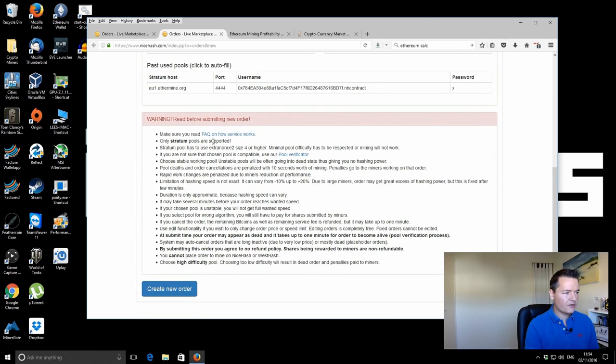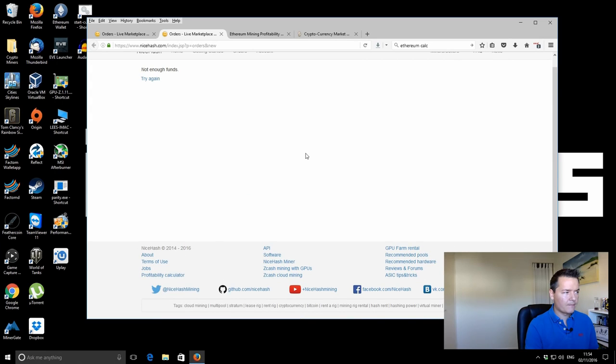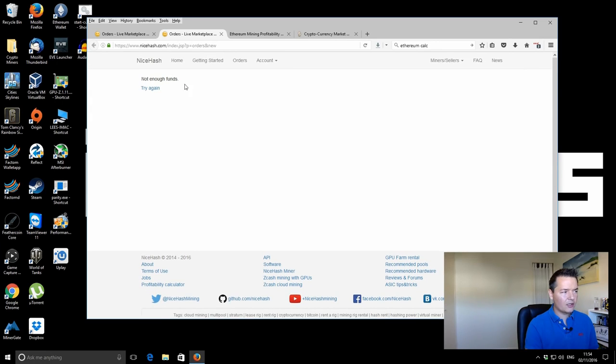So there's some various information here. Just take a minute to read through there, make sure you comply with everything. And then what we need to do is click on create new order. And you can see here it says not enough funds. That's because I don't have any funds in my account. That's why I said previous to this, if you want to set up orders, top up your account first before you get started. The minimum balance that you need to use is 0.01 Bitcoin, so 1/100th of a Bitcoin, and you can use that to get started.